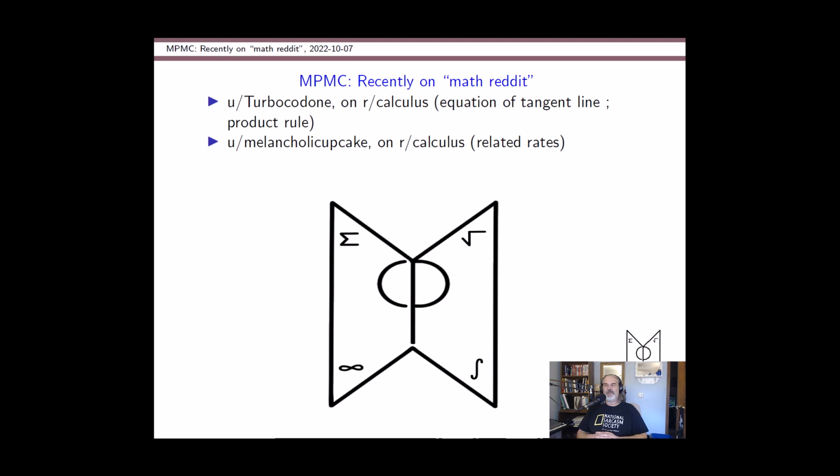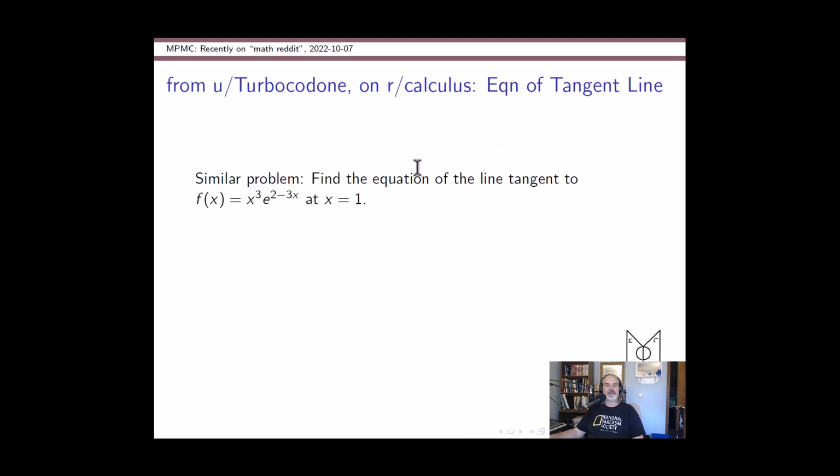And then I decided, before we get into the weekend, I should do another one of these recent Math Reddit videos. So I dove into the r/calculus subreddit and picked out a couple of questions that shouldn't take too long, but sounded a lot of fun to talk about. So I've got one from the user Turbo Codone, which is about the equation of a tangent line, and we'll be throwing around a product rule and a little bitty chain rule in the process of doing derivatives there, and Melancholy Cupcake on that same subreddit with a question about a related rates problem. Those are always fun. So let's take a look at the tangent line problem first.